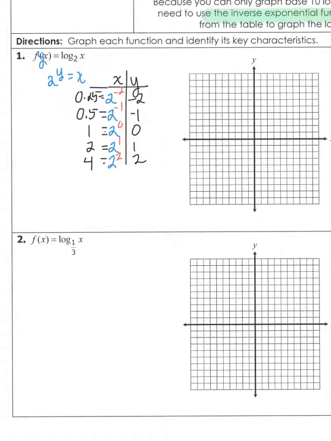So, since we have no up, down, right, left movement, I know that my asymptote is going to be here on the y-axis, which is labeled x equals 0. It's going through the x-axis at 0. We're going to plot the ordered pairs, so we're going to go to the right a quarter and down 2, so that's like a smidge. To the right a half and down 1. To the right 1 and up 0. To the right 2 and up 1, and to the right 4 and up 2. So when I connect these, my graph looks like this.